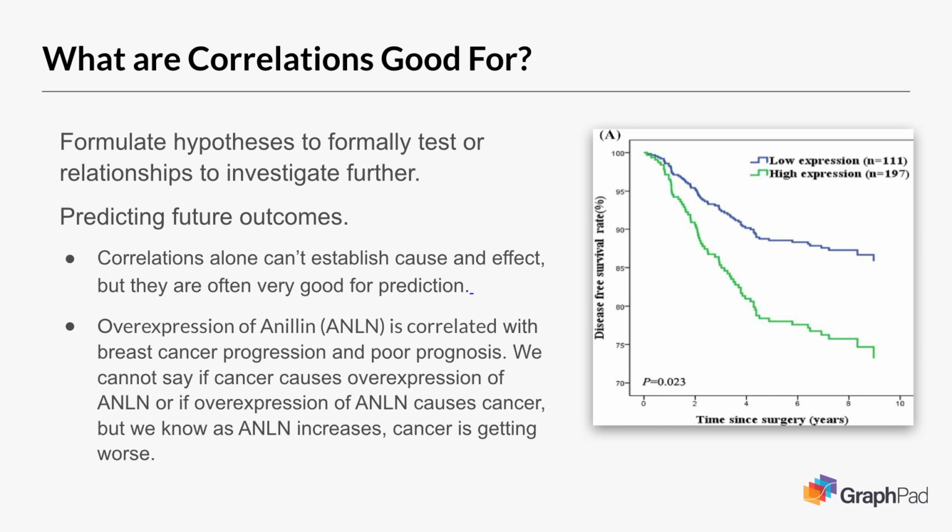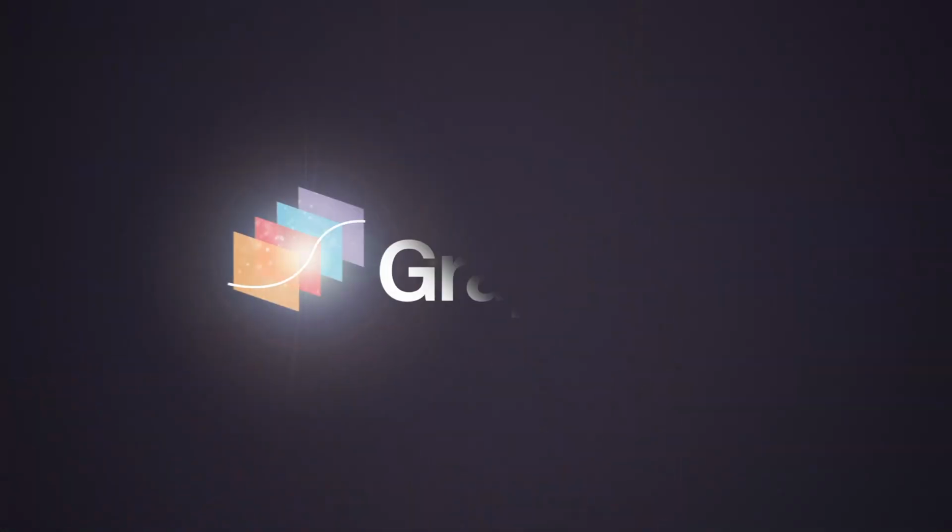And here's a graph that just shows that the blue is low amounts of ANLN and the green is high amounts, and then the survival is on the Y. So you can see the survival rate for the green line is pretty poor, dropping fast, and that's, again, high expression, and the blue is low expression. So the survival rate isn't dropping as fast. I don't care if that's cause and effect or not. It's a great predictor of survival rate. So correlations can be used for prediction. A lot of people don't realize that, even if they're not cause and effect.